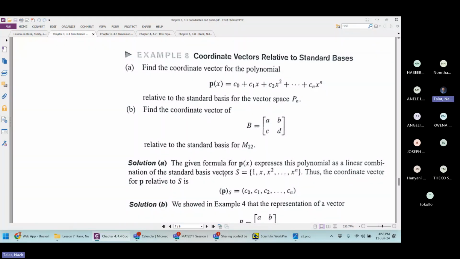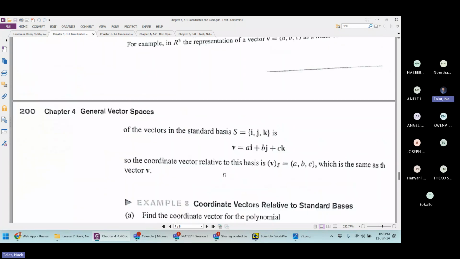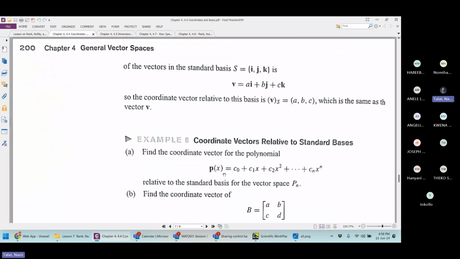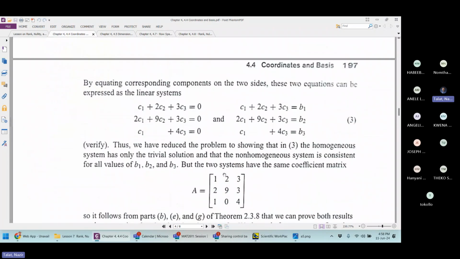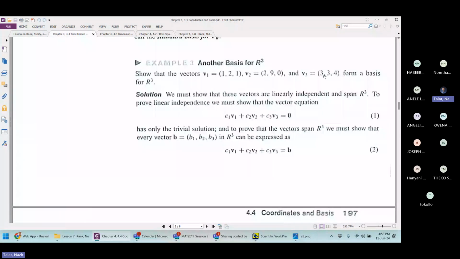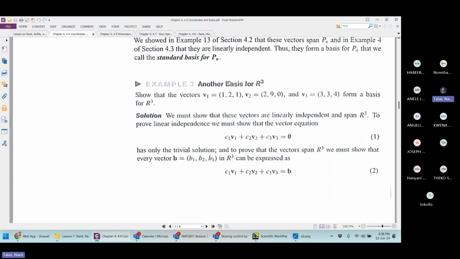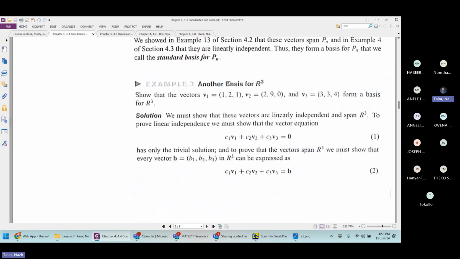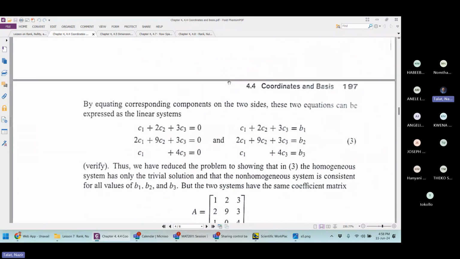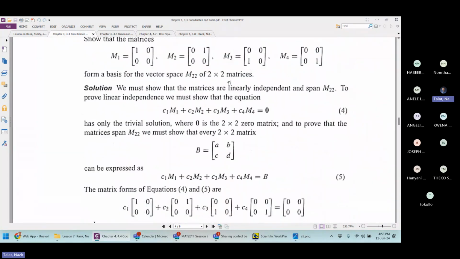But in case it's not straightforward, like this example here, I can show you one example which I hope you already saw, that these are not standard bases of R3. But if you take any vector, we can apply this method to get the coefficients C1, C2, and C3. With the help of that, you can find out the values of C1, C2, C3 and write them into the form of a vector, and that vector is called the coordinate vector.